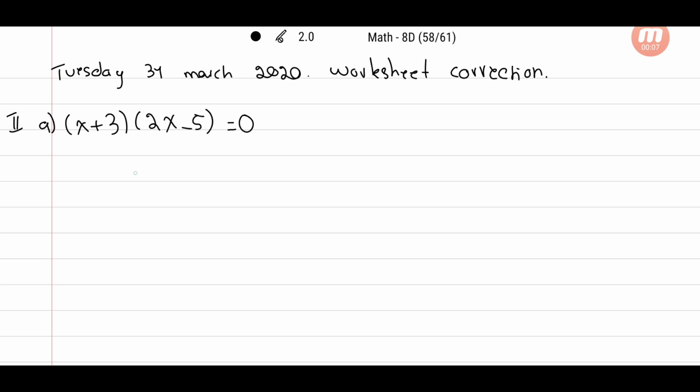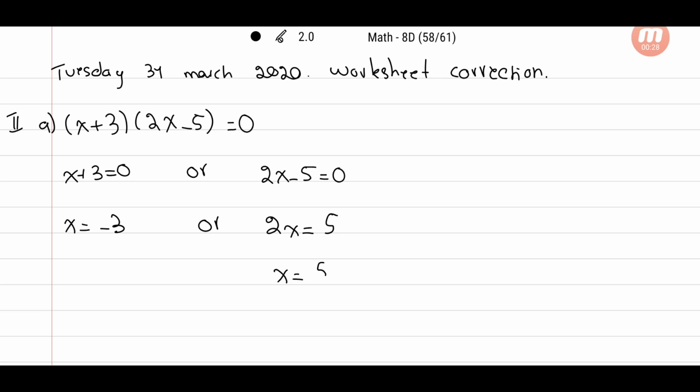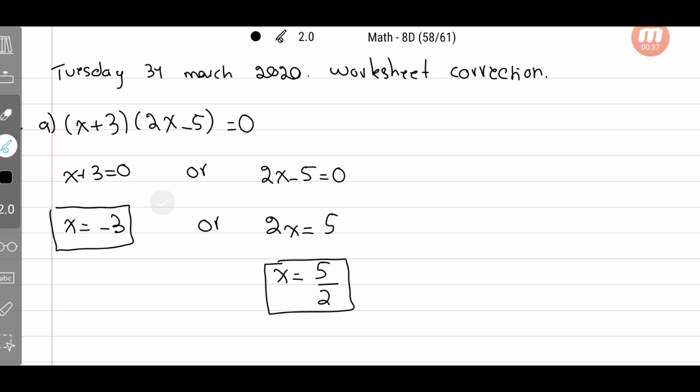(x + 3)(2x − 5) = 0. So either x + 3 = 0 or 2x − 5 = 0. So x = −3 or 2x = 5, x = 5/2. So the solution is either x = −3 or x = 5/2.